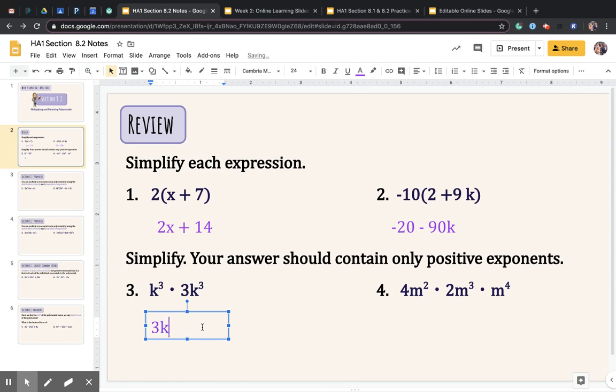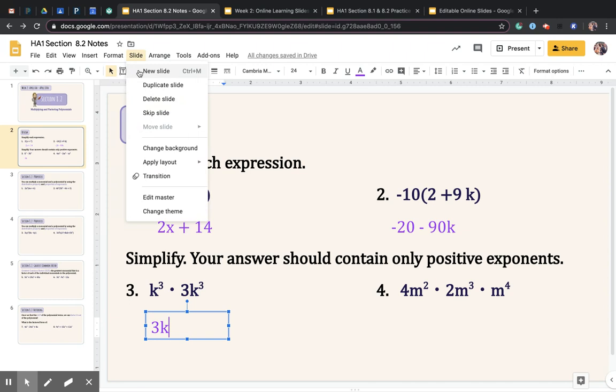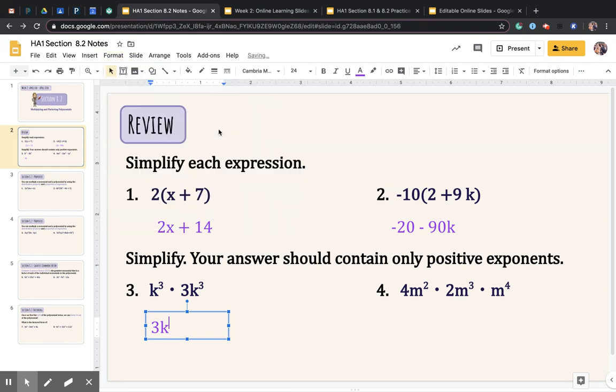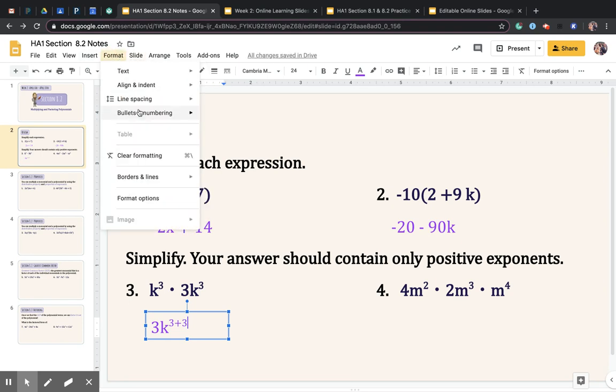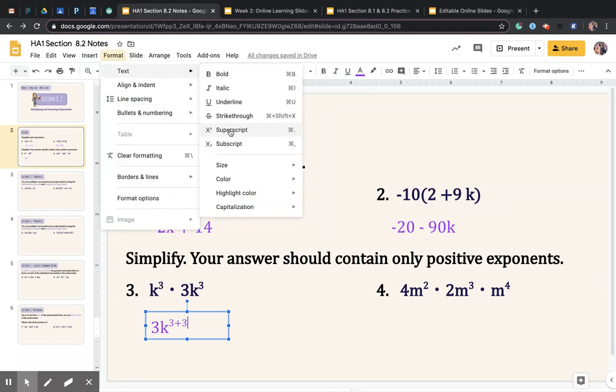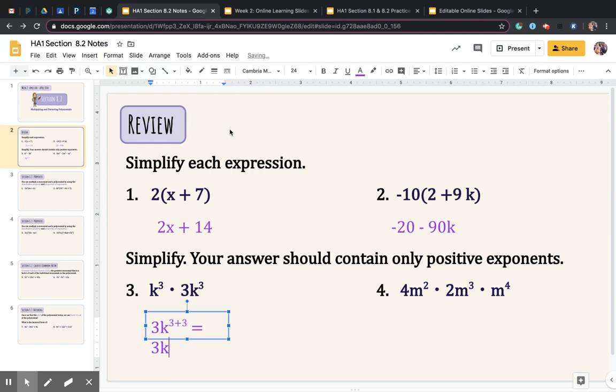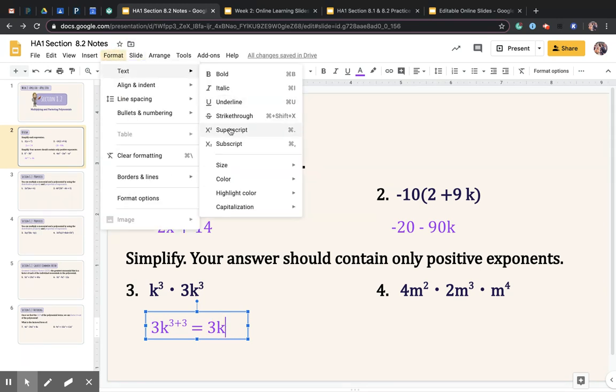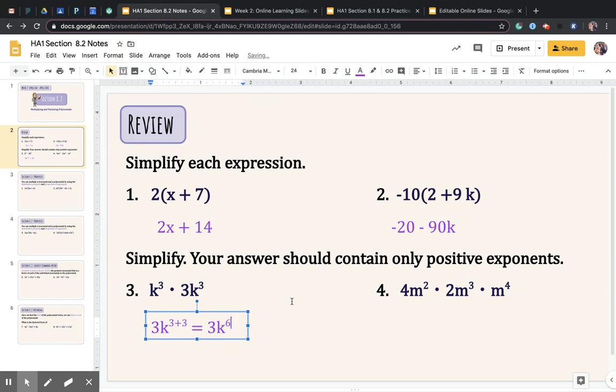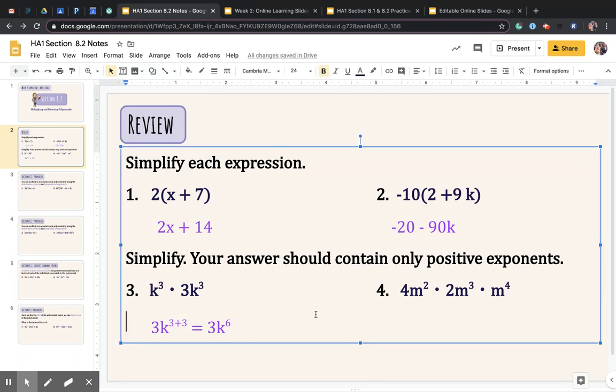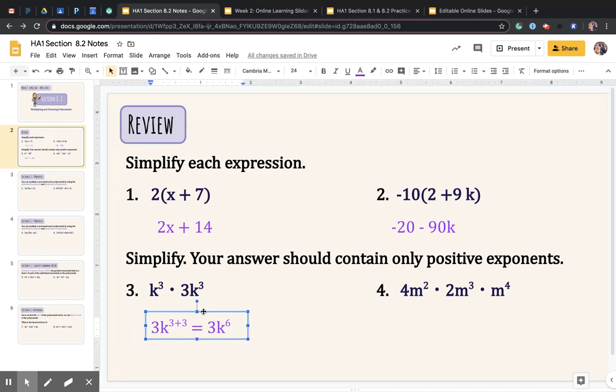So I'm going to have k, and if we go up to format, text, superscript, it's going to be 3 plus 3. If I simplify that, I get 3k, and then I just want to add my exponent, which I get is 6. So that is our answer. 3k to the 6th power would be our answer for that. I'm going to do something really similar for number 4.